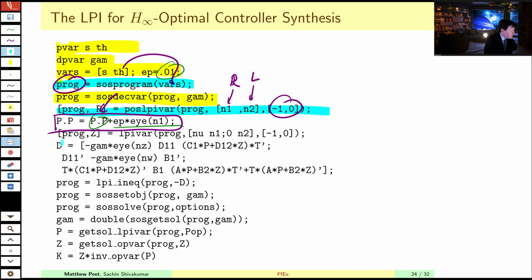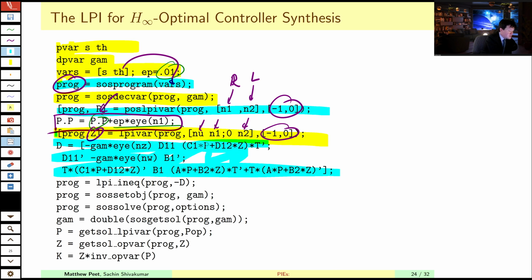Next, we create an indeterminate variable, which is Z. This is not positive, and as a result, we have four inputs to it. This is our input space, and this dimensionality is zero dimension there. So this creates an indeterminate opvar Z. Again, -1, 0, don't mess with that. Next, we create this big D matrix from the KYP lemma, which was on the previous slide, just constructing it using the algebra of PI operators. We set it to be negative semi-definite by making -D positive semi-definite, so that makes D less than or equal to 0.